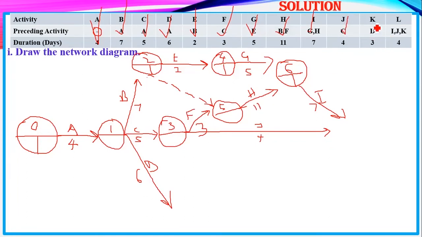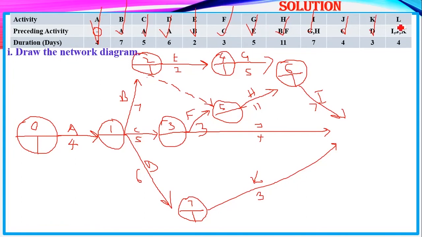Then D is connected to K, and that is 3 days. So we have to connect that. We need another event there. That will be event number 7, and it is connected to K, and K is taking 3 days. We are done with that.